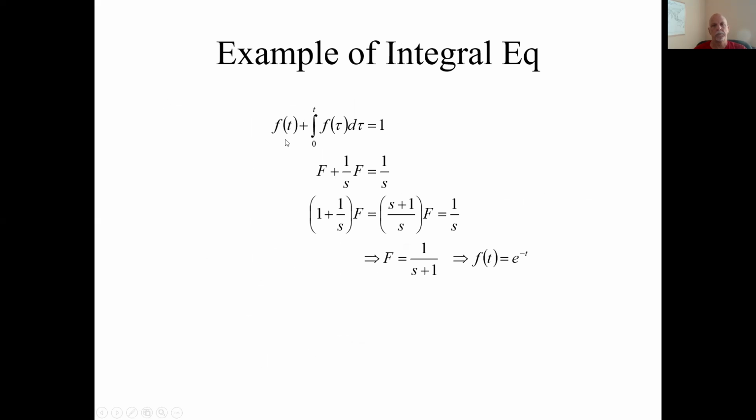Here's another one. Subsidiary equation. Take the Laplace transform term by term. So this will be a big F. This is just the integral of F. So in the Laplace domain, it's divide by s times big F. Laplace transform of 1 is 1 over s. Algebraically solve for F. I get F equals 1 over s plus 1. Look that up in the table. F equals e to the minus t. This is the solution to that integral equation.